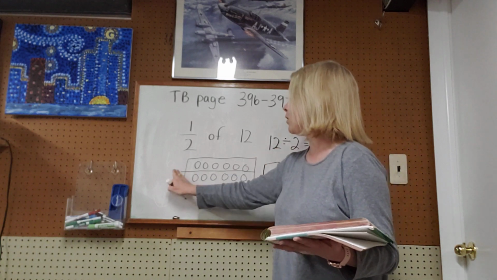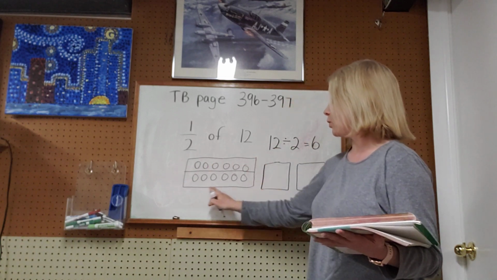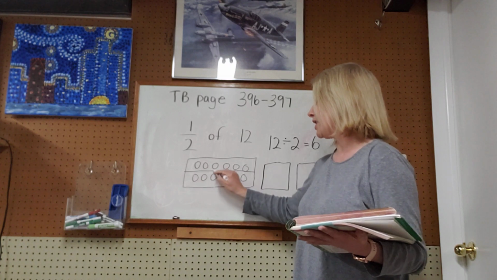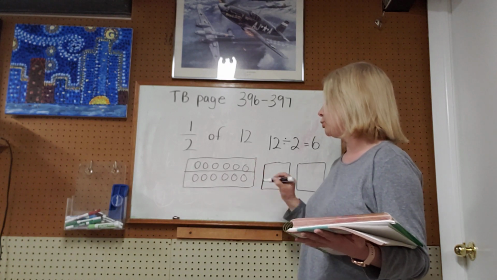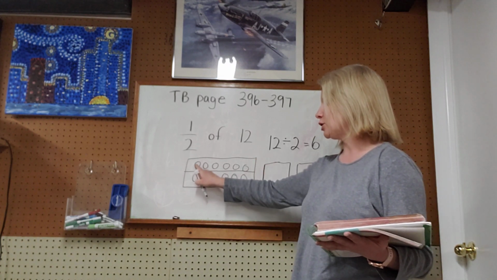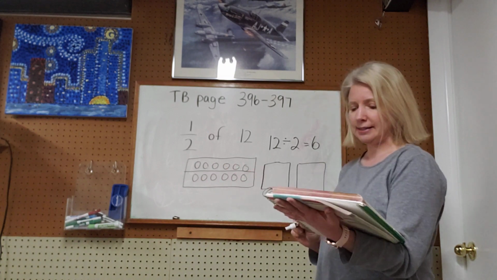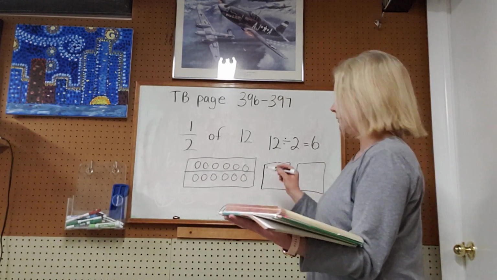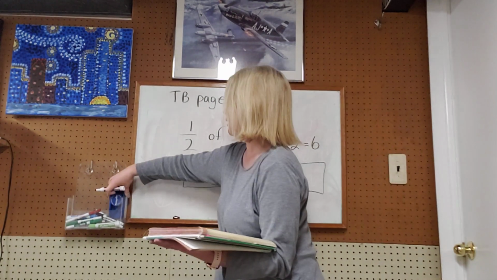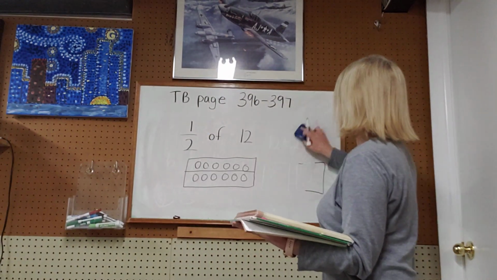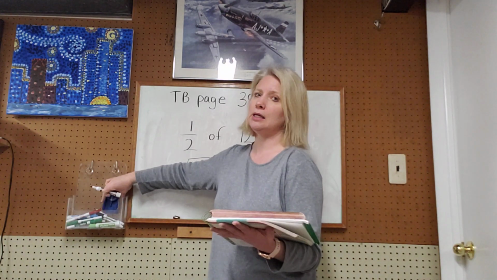so here I have my whole. I have the whole square, and then I divided it into 1, 2 parts. And how many are in each? 1, 2, 3, 4, 5, 6. So your answer would be 6. It would equal 6. 1/2 of 12 equals 6.